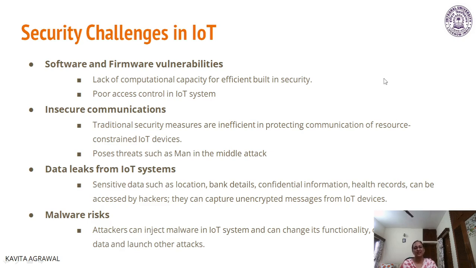If we see the security challenges in IoT, we have software and firmware vulnerabilities, that is, lack of computational capacity for efficient built-in security. My IoT system is a very, very small system which I have embedded into a big system. Maybe my washing machine has a small IoT system built into it. So the computational capacity of this device is very limited, and it may not be able to handle the security very effectively. So that becomes a challenge.